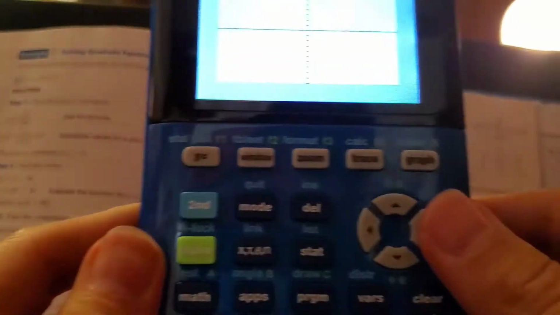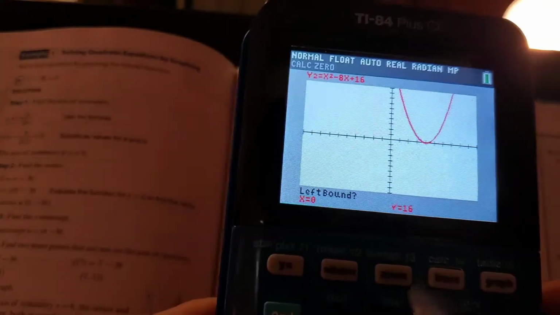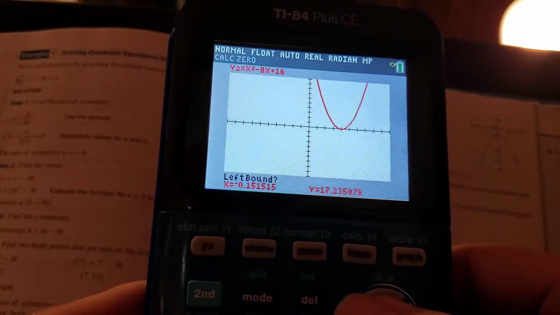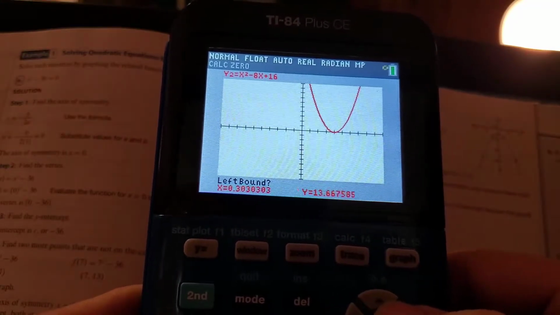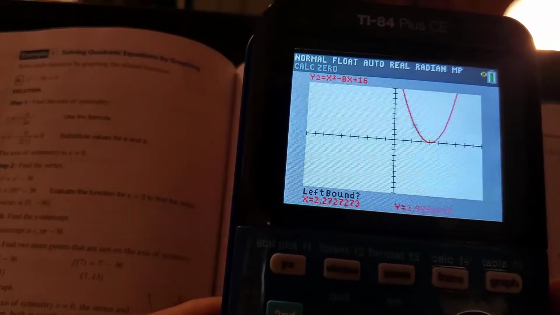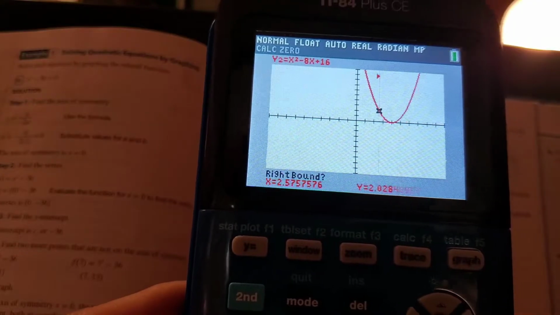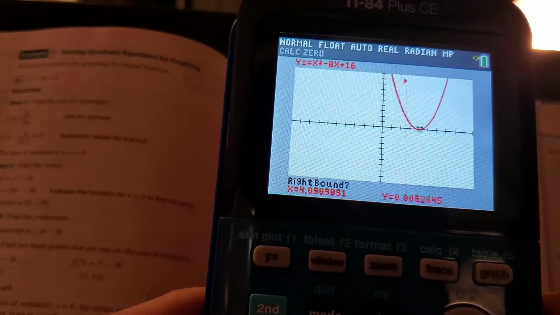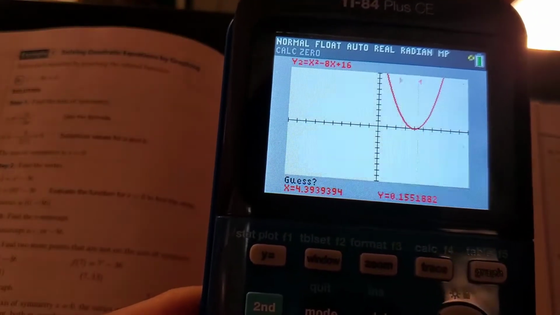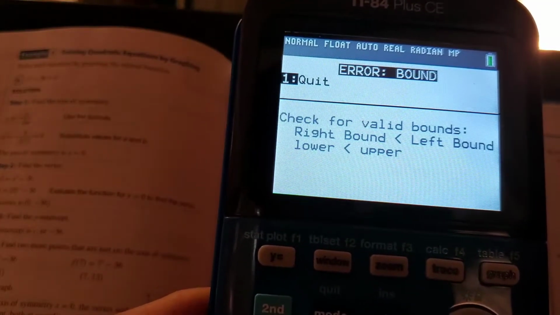So again, we're going to put second, trace, go to 0, go to left bound. Where's my arrow thing? Okay, left bound. It was all the way up. I can see it. So left bound is going to be to the left of my vertex. So here is fine. It doesn't really matter. And then right, I could literally put it right here, even though it's a little bit to the right, but it doesn't matter. And then I'm going to put enter.